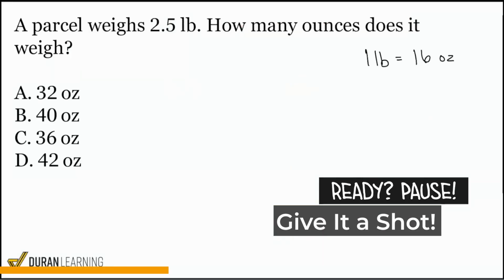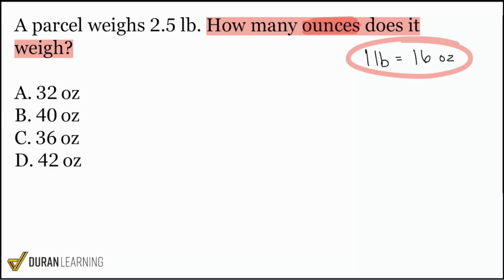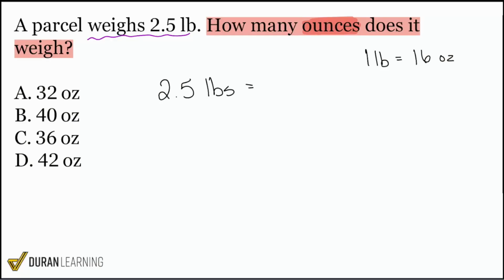All right, let's get into it here, everybody. The first thing we're always going to do is read that question first. The question reads, how many ounces does it weigh? All right, so at the end of the day, we're looking for the weight of some item, and we're looking for it specifically, again, in ounces. So we have our unit conversion listed right here. 1 pound equals 16 ounces. And it looks like we're starting off at 2.5 pounds. So we're trying to turn 2.5 pounds into blank ounces.